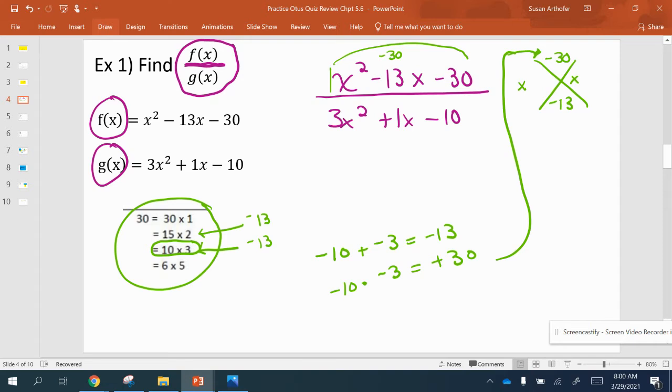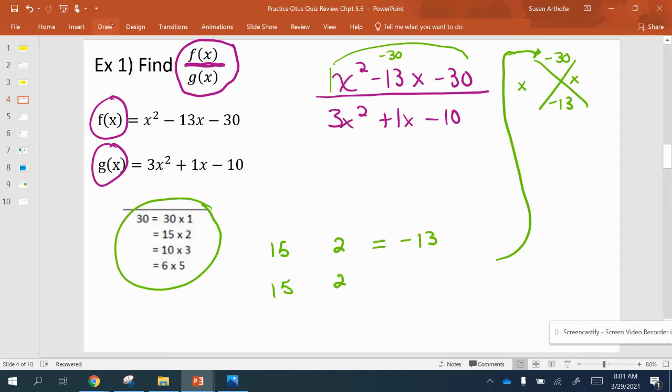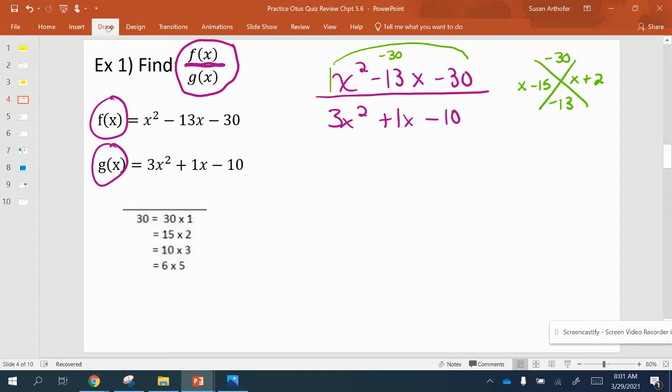It's going to have to be the 15 and the 2. So what kind of 15 and 2 would add up to negative 13? And what kind of 15 and 2 would multiply to a negative 30? Well, I have to have one of them be positive, one negative. So is negative 15 plus 2 equal to negative 13? Yes. And is negative 15 times positive 2 negative 30? Yes. So we need a negative 15 and a positive 2. You have to be careful. There are options. You have to use your calculator if you need extra help with those signs.